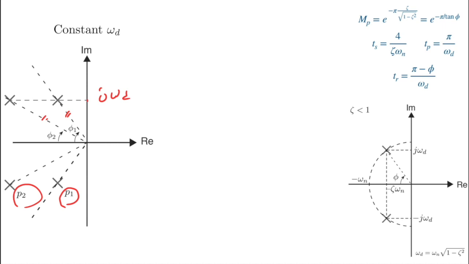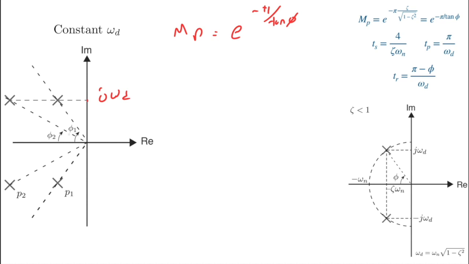But the question is, what happens to overshoot, rise time, settling time, and peak time? That's the question. So let's analyze it a little bit. Overshoot. As you can see, overshoot depends only on tangent phi, and phi is the angle between the imaginary and the real part of the pole.